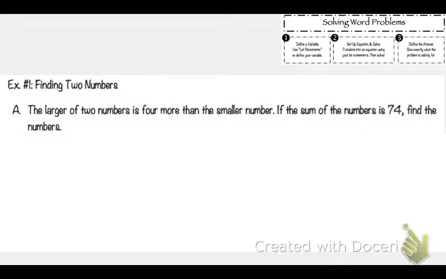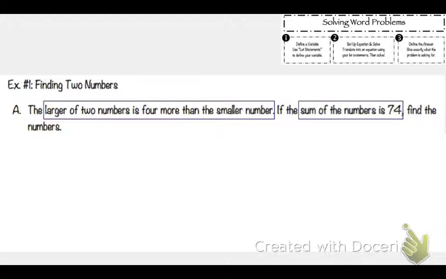So we're finding two numbers. The larger of two numbers is 4 more than the smaller number, and the sum of the numbers is 74. I'm just going to circle what I know. The larger of two numbers is 4 more than the smaller number. I need to change that into a number sentence somehow. Then I also know that the sum of the numbers is 74.